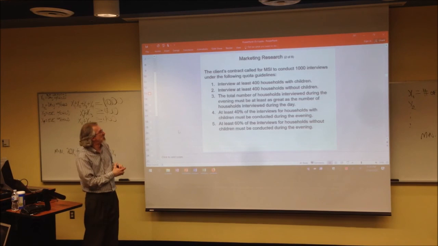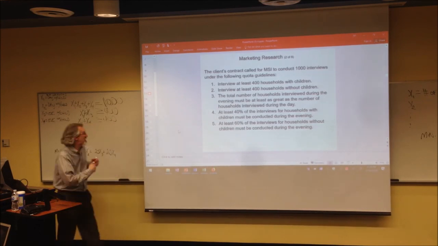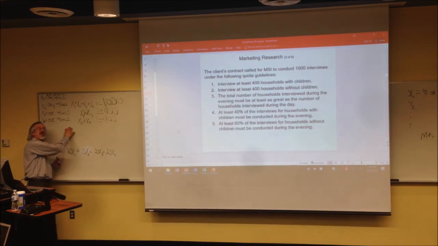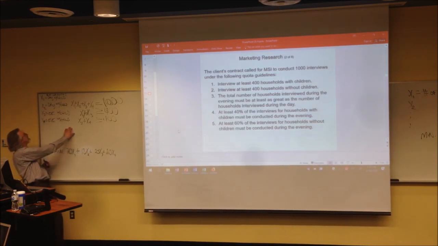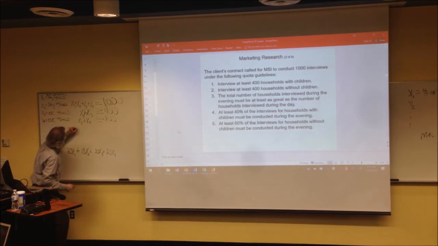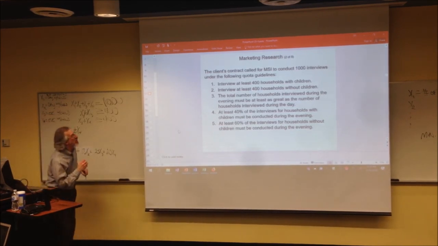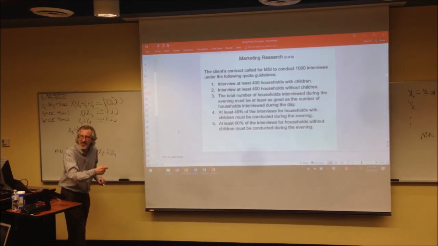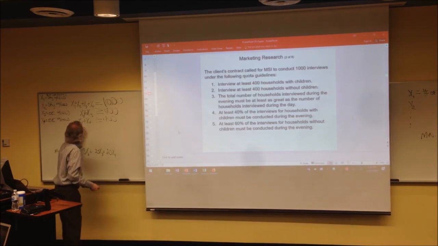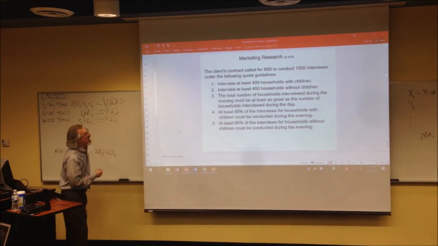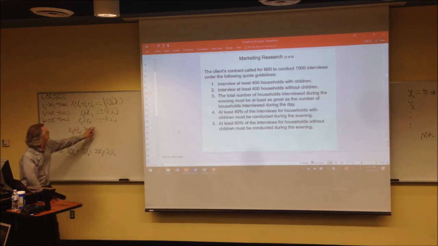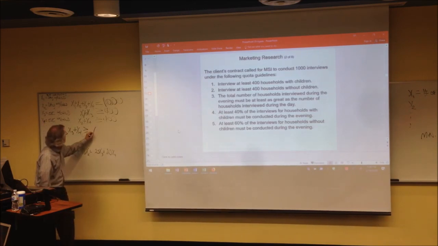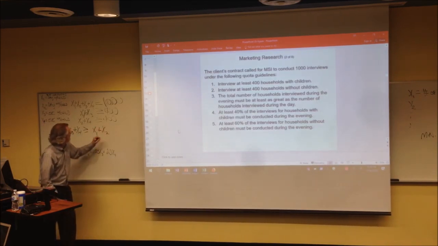The total number of households interviewed during the evening, it's right there. Give me the variables that represent household interviews in the evening. X4. However many interviews are during the evening, let me keep going, must be at least as great as the number of households that are interviewed during the day. Give me the daytime. X1 plus X2.